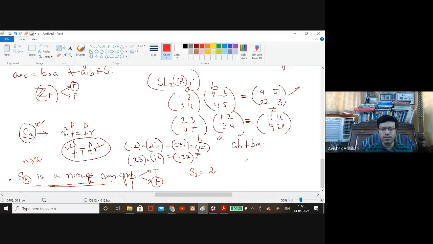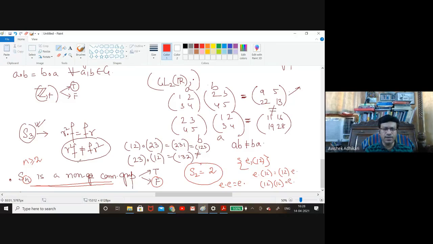2 elements are there. What are these elements? E and then (1 2). Okay. So you can understand that since E and another element is there, then it will be commutative, because E into (1 2) is always (1 2) into E. Similarly, (1 2) into (1 2) is always E. E into E is always E. So it's commutative. So S2 is a commutative group.